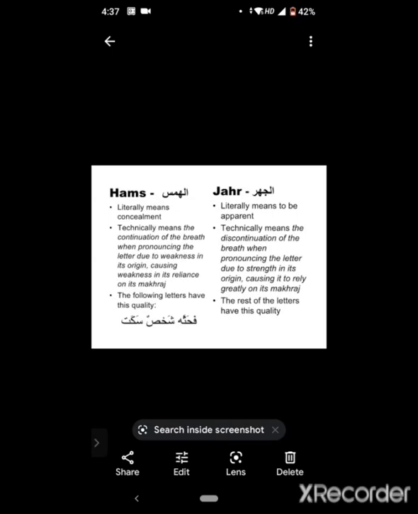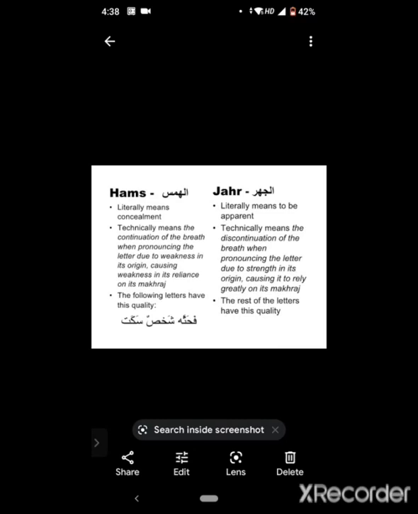Like af, ah, your sound should continue like af ah. You should not stop abruptly like this. For example, in qaf you're stopping. Even if you try, you cannot continue. In af, your sound keeps going, but in qaf it was not like that. So in hams, our sound will continue, but in jahr, our sound will be discontinued.